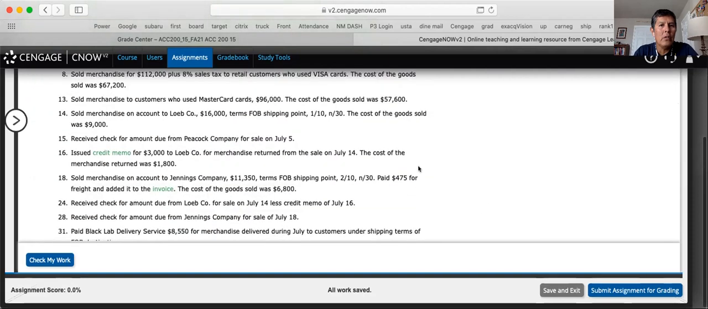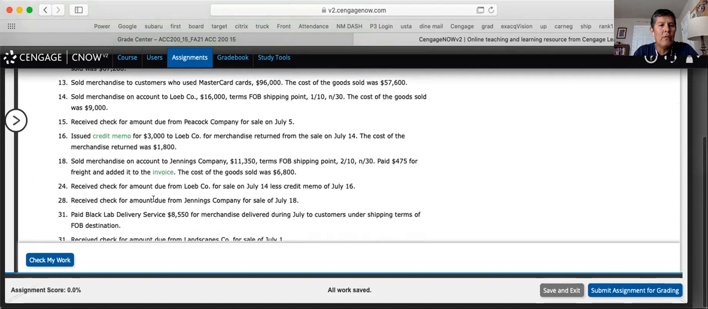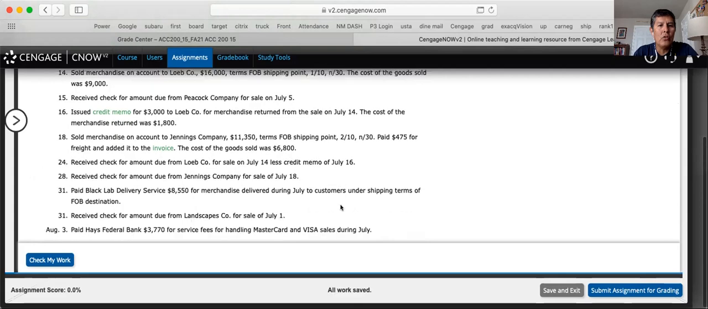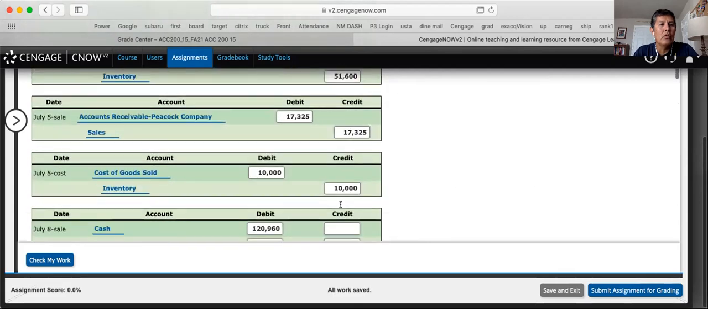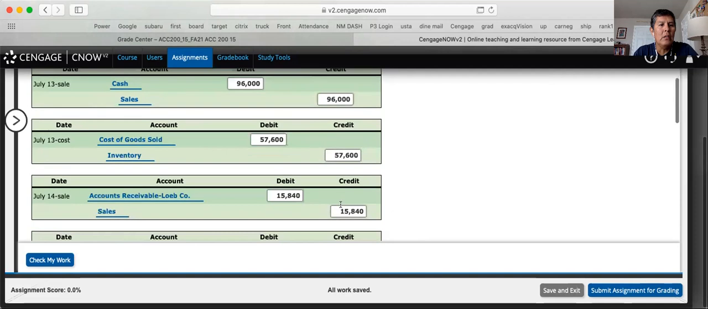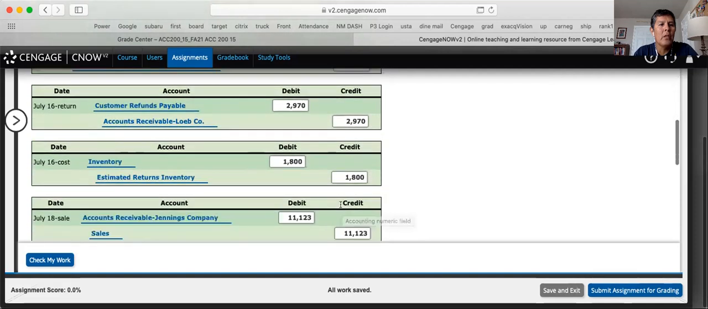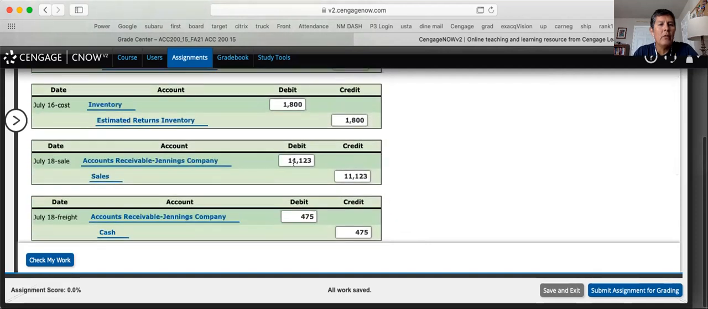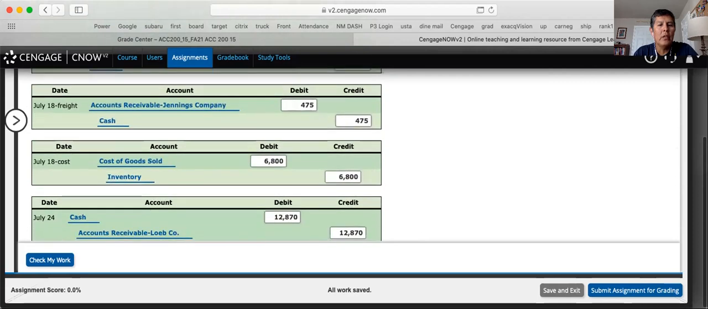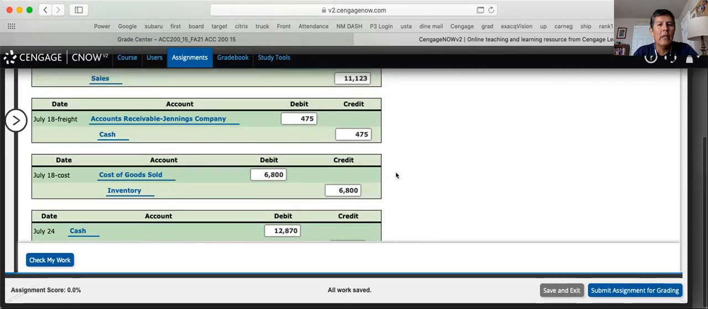All right, now let's go to the July 28th transaction. Received check for an amount due from Jennings Company for sale of July 18. So July 18, what was the July 18th sale? Okay, $11,123.